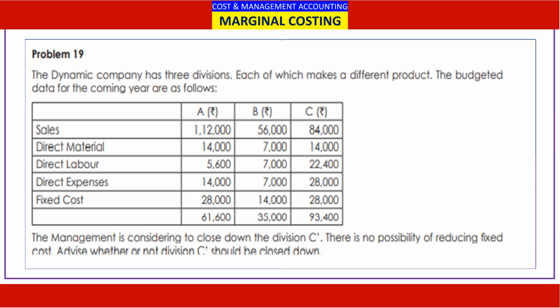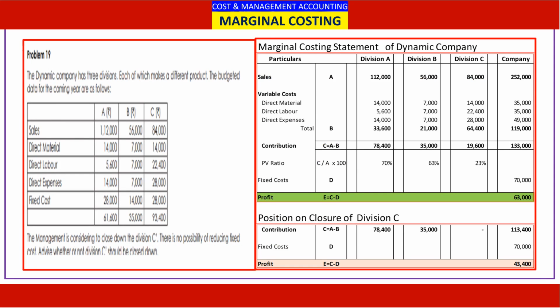Dynamic company has three divisions, A, B, C, and they have got this cost structure. This is simply total, they have put it now here, cost and sales. The management is considering closing down division C. Now what happens if it is closed down? We have to see it from the point of view of marginal costing. Let us get going. The dynamic company has three divisions, A, B, C, and let us have one more, the company as a whole, total. What is the sales? Sales is 1,12,000, 56,000 and 84,000. We make the posting. Total sales is 2,52,000.